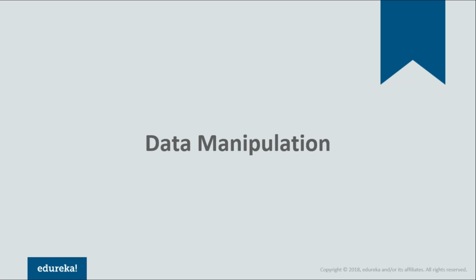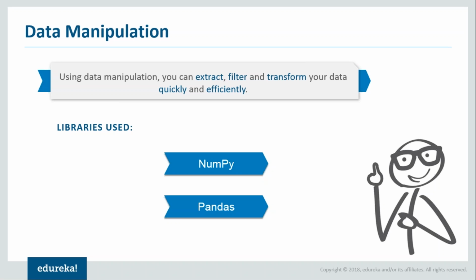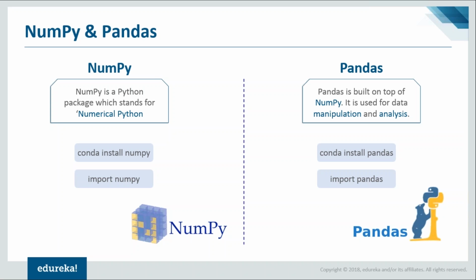Next, moving ahead with Python, let's understand data manipulation. Data manipulation is where you can extract, filter, and transform your data quickly and efficiently. Data manipulation can be performed using libraries such as NumPy and Pandas in Python. So let us understand these two libraries one by one. Let us talk about NumPy first.